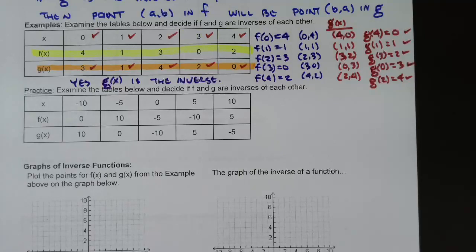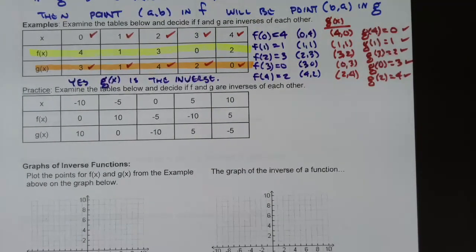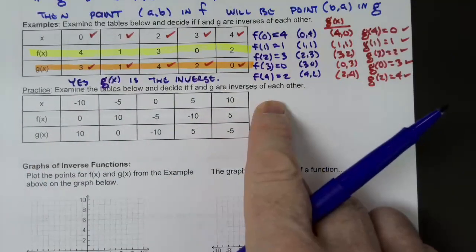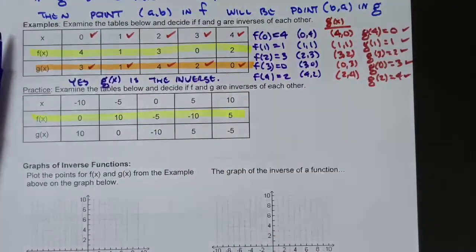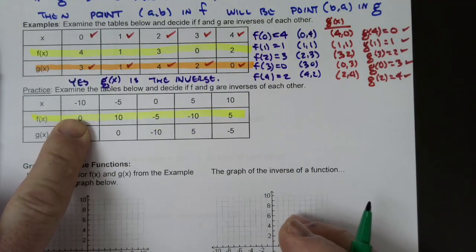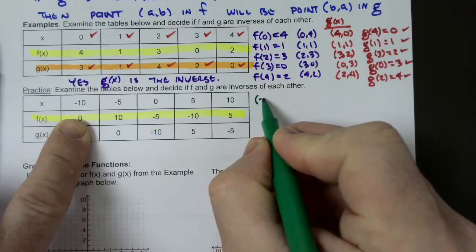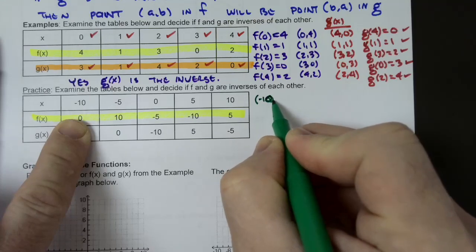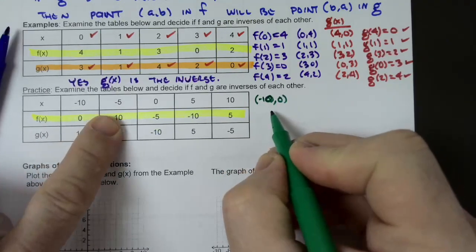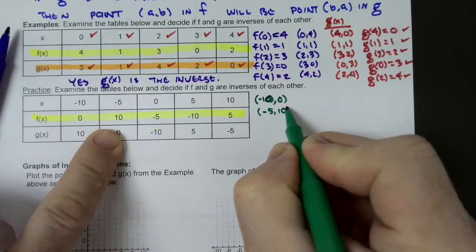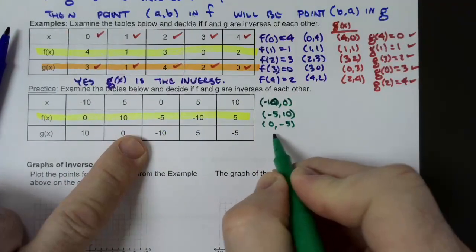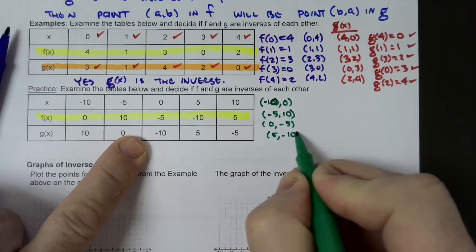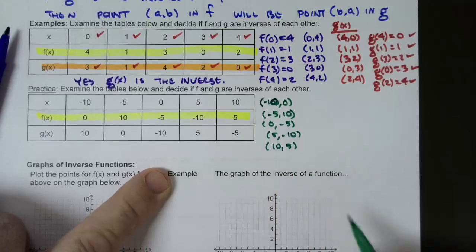Let's take a look at our next one. First of all, in this case, I'm going to list the 5 points that will result from the f of x function. At x equals -10 in our f function, we get 0. I'm going to read off each one of these and write them down so I have a record of them, and I can quickly switch them around: (-5, 10), (0, -5), (5, -10), and finally (10, 5).